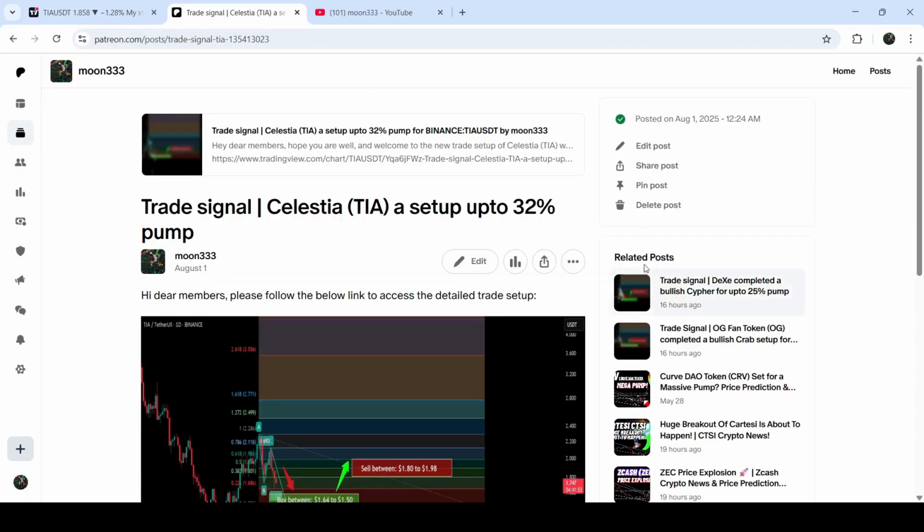And I would also like to share with you my most recent trade signal for TIA that I shared a few days ago on 1st of August 2025 with my members. And so far, this signal has produced almost 30% pump.